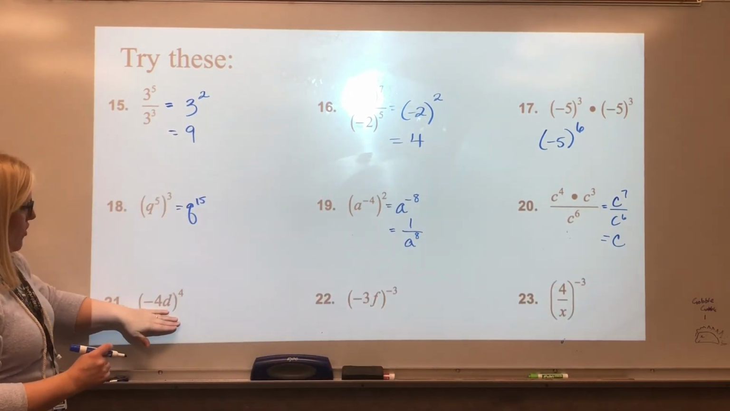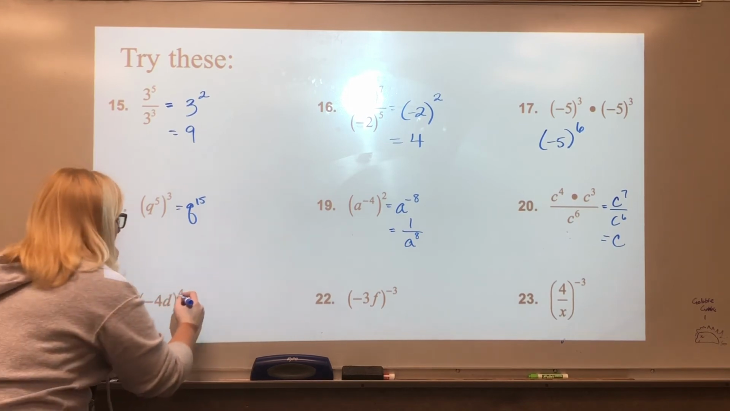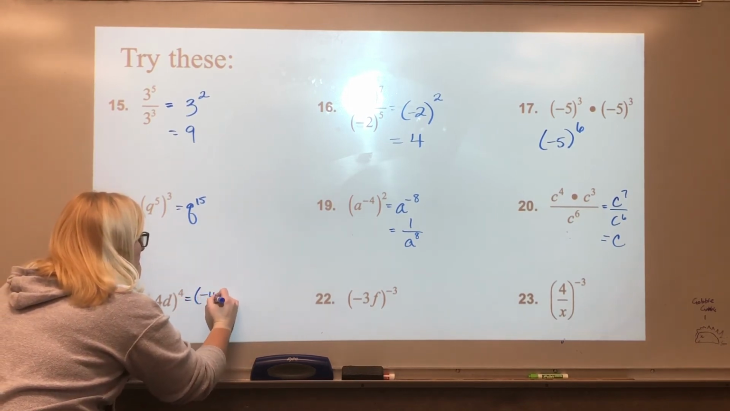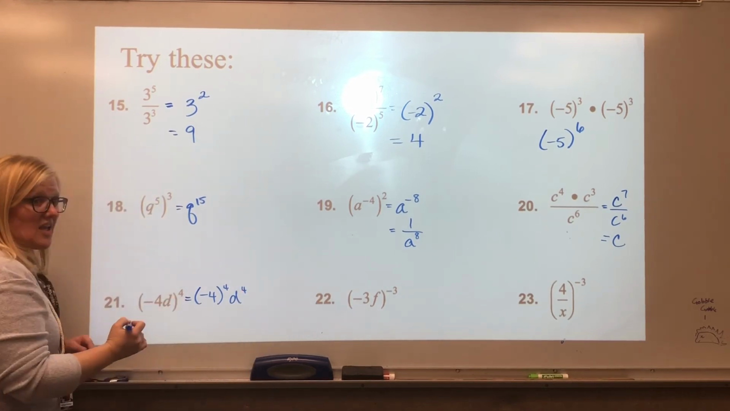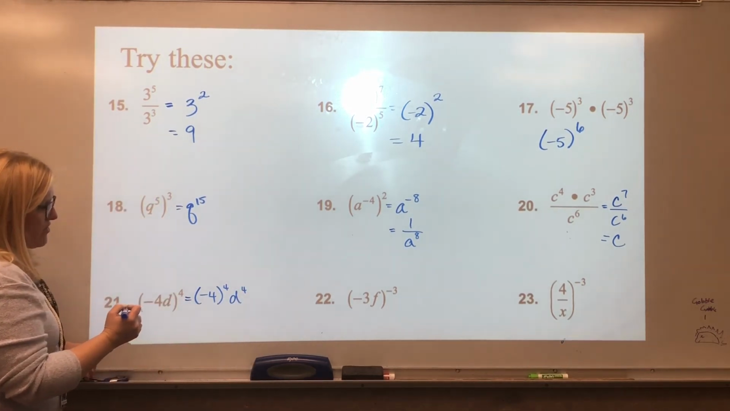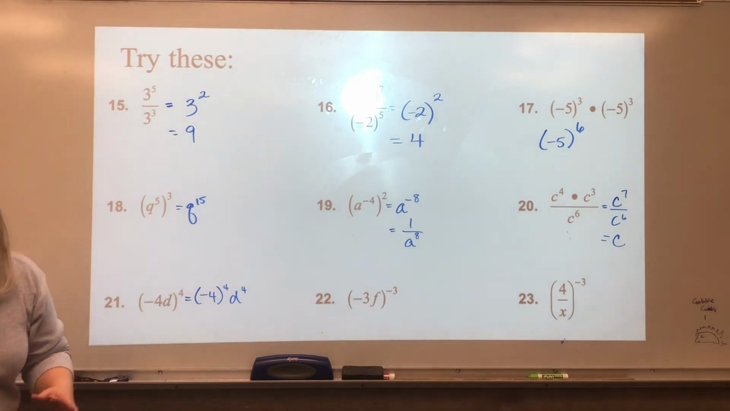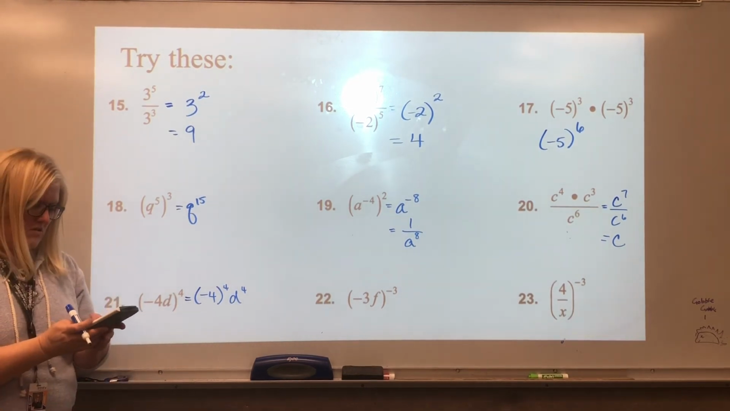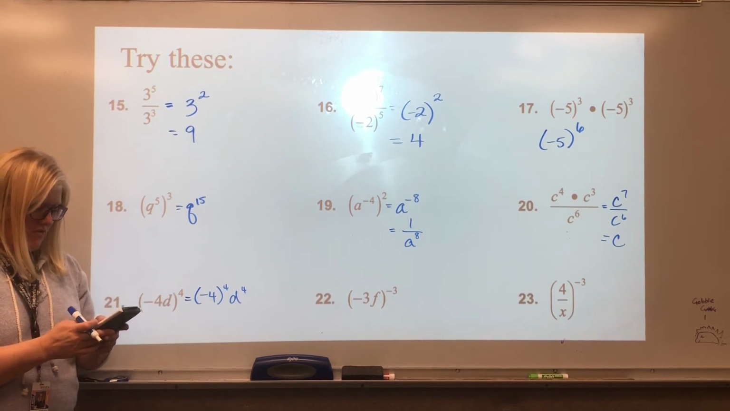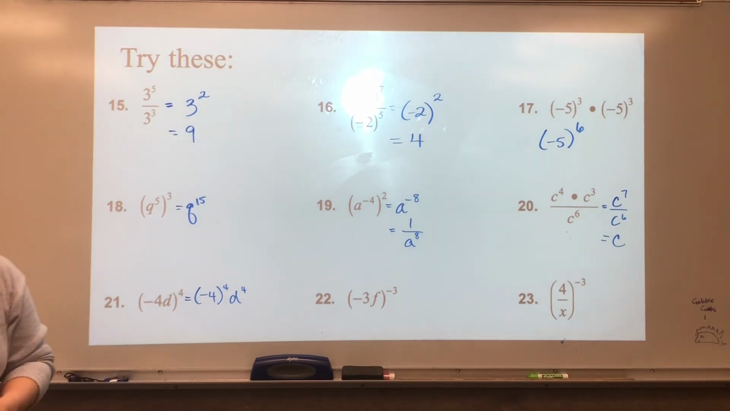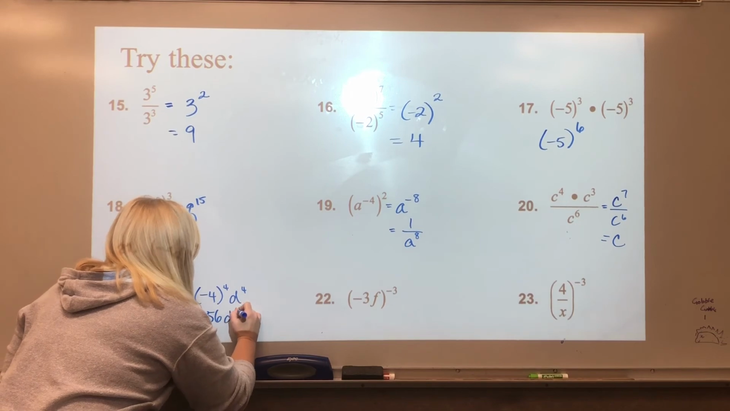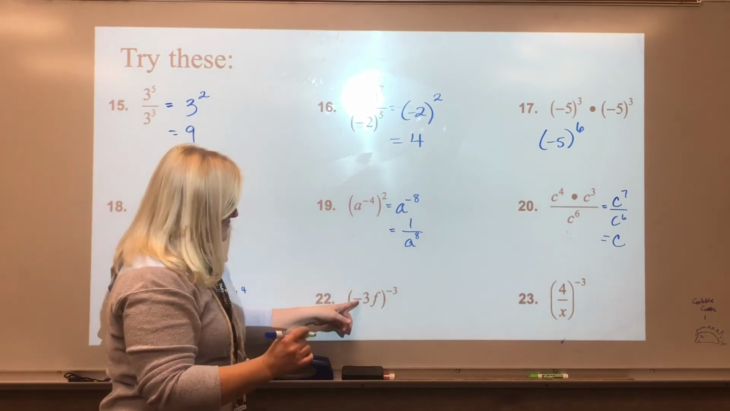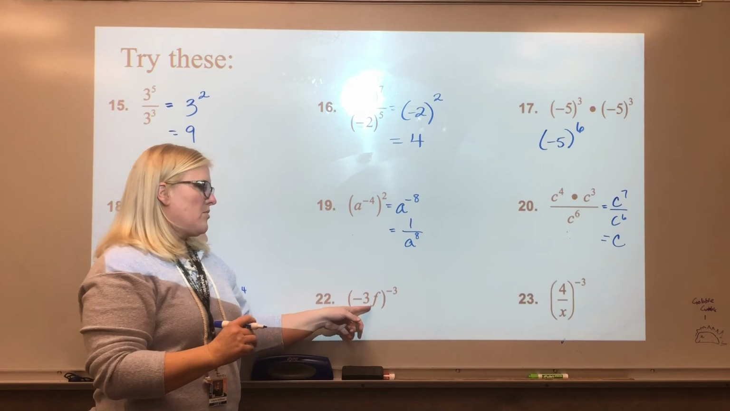Okay, negative 4d to the 4th power. That means I'm going to have negative 4 to the 4th times d to the 4th because I'm kind of distributing here. Negative 4 to the 4th power is, I don't know, negative 4 to the 4th power is 256. I should know that, but I don't. 256d to the 4th.